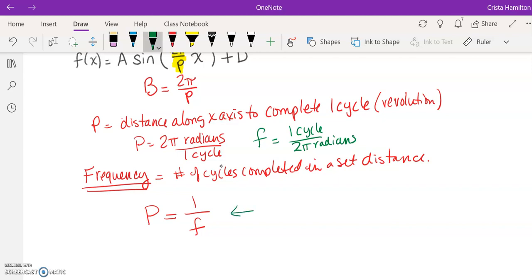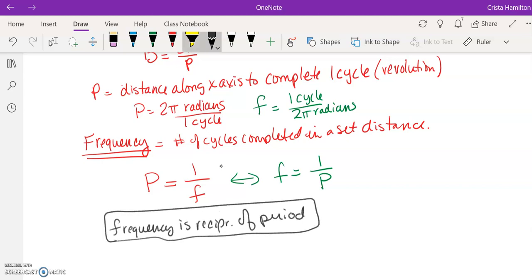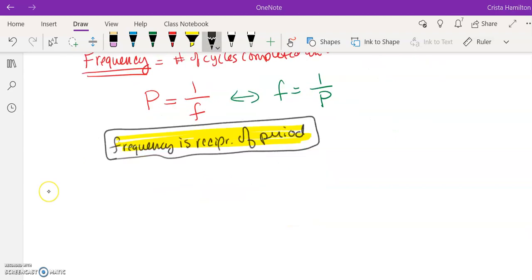And also you do realize that frequency is 1 over the period, and the period is 1 over the frequency. They are reciprocals of each other. So the key fact that we want to know is that frequency is the reciprocal of the period. And that's going to give us a big fact, and we're going to use this to help us understand more about what b is actually telling us.